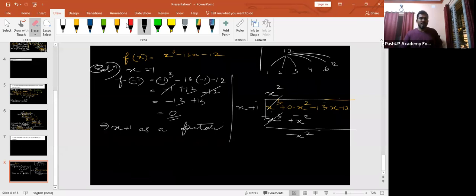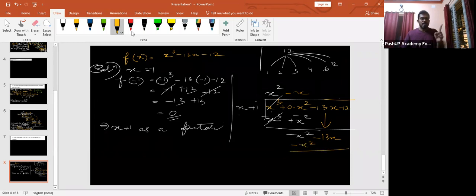Yes, sir. What about the rest? Sachin, Joel, the newcomers? Understood, no? Yeah. Now what we will do, we will bring down that minus 13x here. Now here we have minus x square. So I think x should be multiplied with minus x so that we get minus x square. Easy. x multiplied with minus x is giving me minus x square.